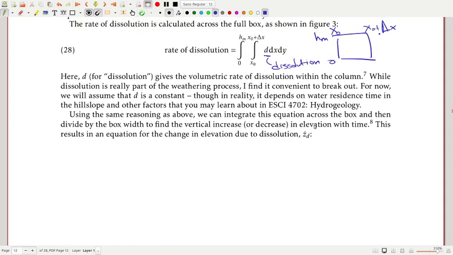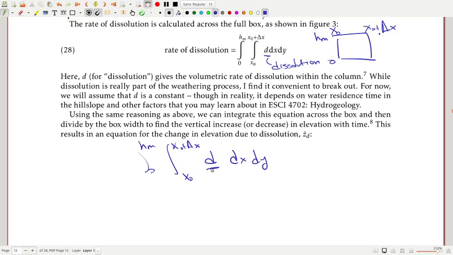And so what we can do here then, if we have this double integral, I'm just going to rewrite it: 0 to h sub m, integral from x naught to x naught plus delta x of d. And I'm going to underline this d just so we know which one it is. It's not part of the dx or the dy. And so let's solve this inner integral first.